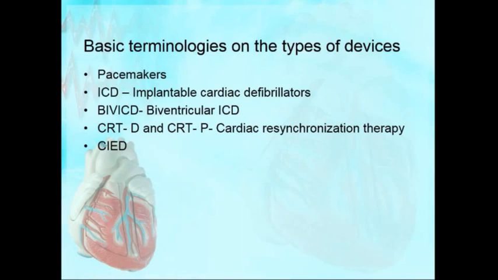Okay? So now we have a single chamber pacemaker, dual chamber pacemaker, single chamber ICD, dual chamber ICD. Then you have the BiV ICDs. The BiV ICD is what came out many years back. Everybody used the word BiV, BiV. Now the more scientific terminology is CRTD, cardiac resynchronization therapy defibrillator, or cardiac resynchronization therapy pacemaker, what we call CRTD, CRTP.